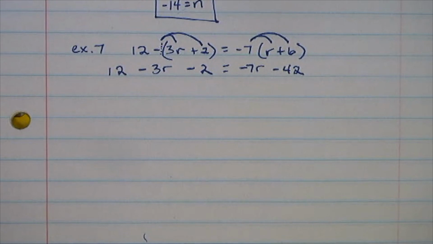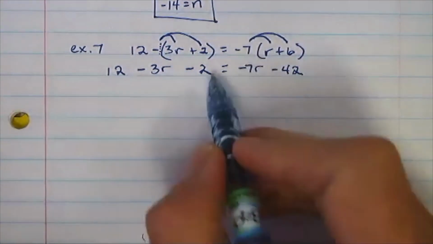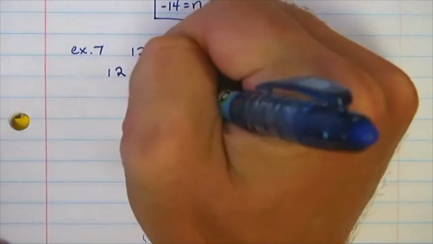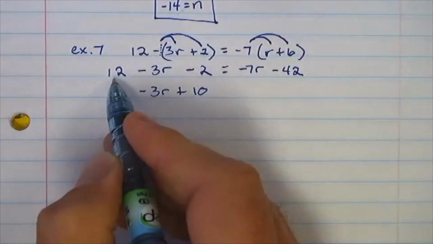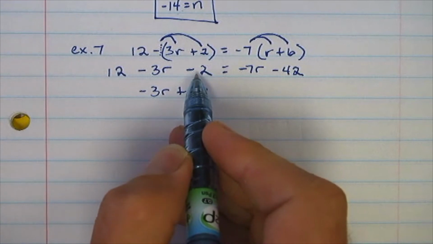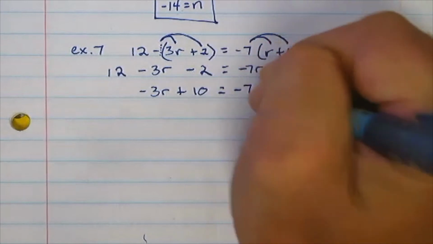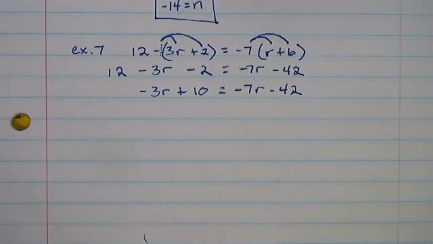Now we've got some things we can combine on a single side. So I know this 12 and negative 2 can go together. That's going to give me a 10. So negative 3r plus 10, because I have a positive 12 minus 2, that's positive 10. So I write it like a plus 10. Nothing to combine or do over here yet. And notice I'm not trying to do two things in one step. I'm just combining and cleaning up one side.